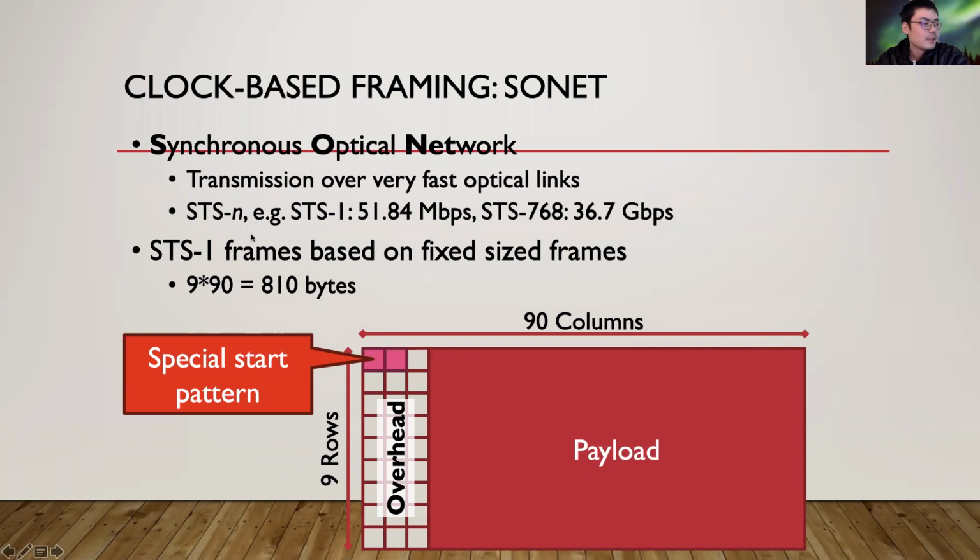An example is the STS. STS is the Synchronous Transport Signal, the shorthand notation for it. This is the version: version 1 is 51 megabits per second. But if you look at this version, you can see it's already almost 40 Gbps. It's crazy, it's almost an infinite bandwidth. So these are really fast.